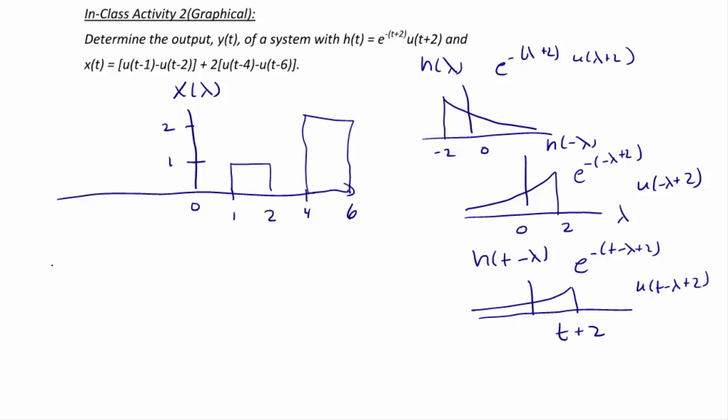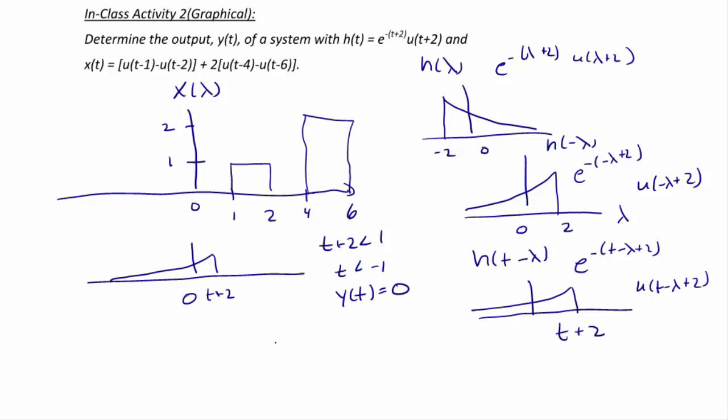Okay, so let's determine our regions of overlap. The first region is going to be where there's no overlap at all. So this would be for t plus 2 less than 1. So when t plus 2 is less than 1, that's the same as t is less than negative 1, y of t is equal to 0.